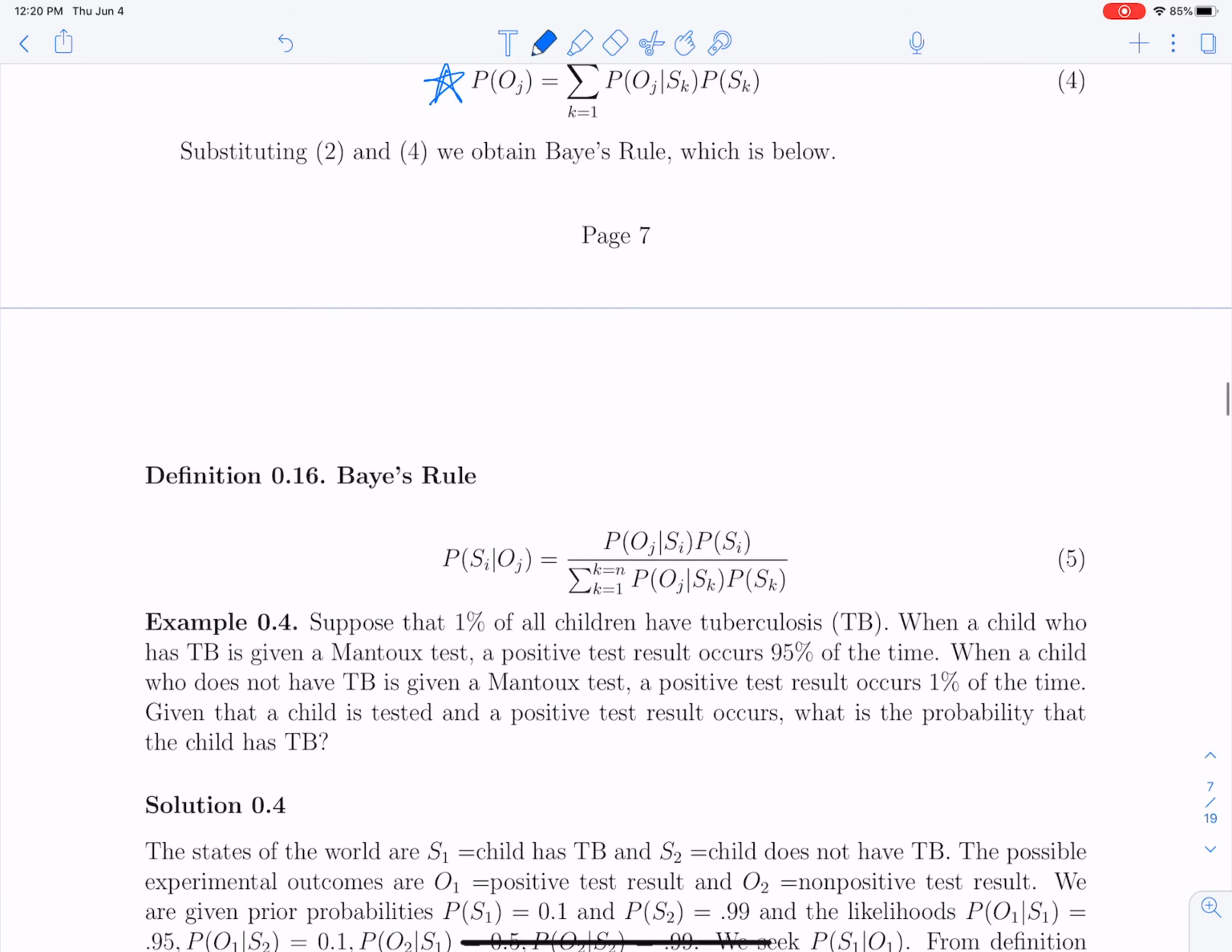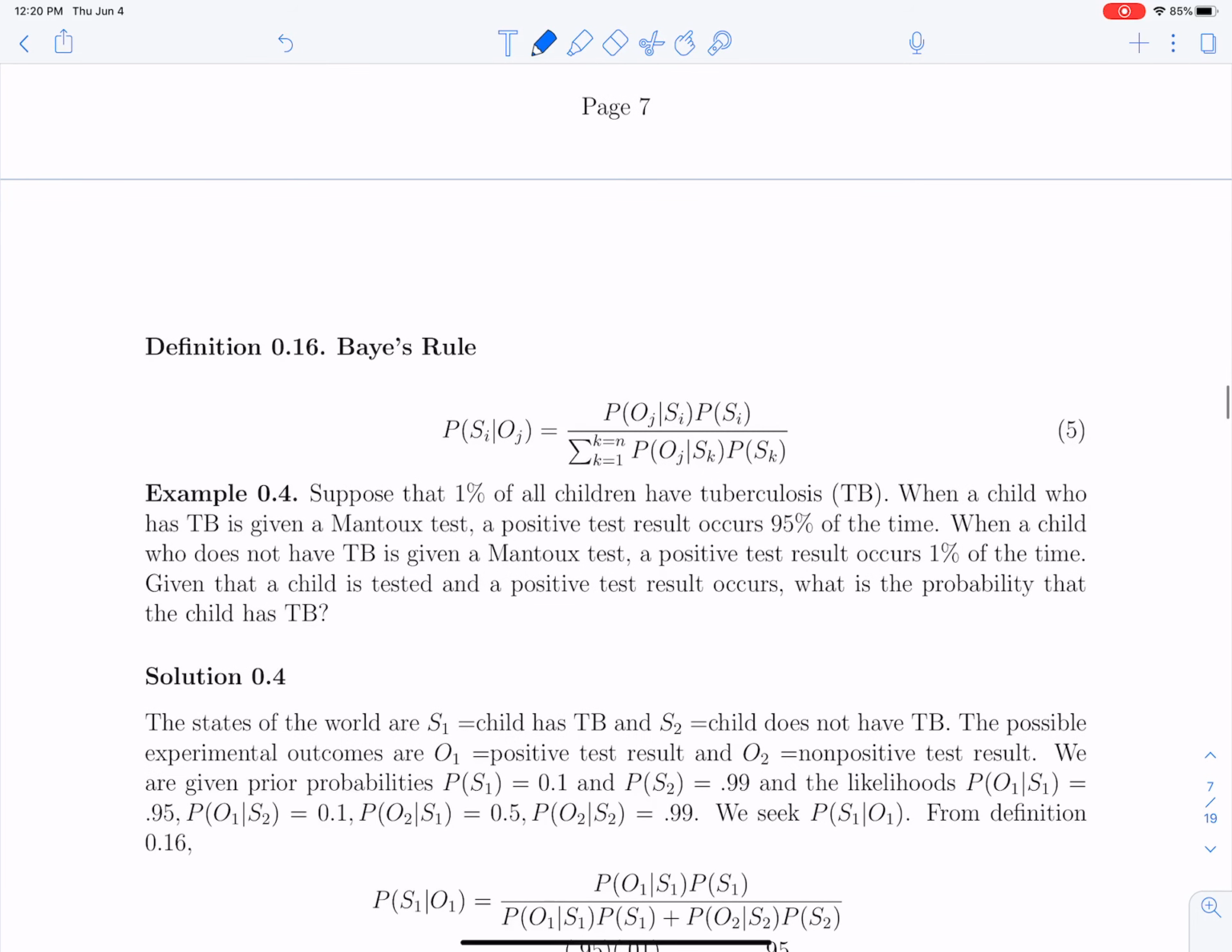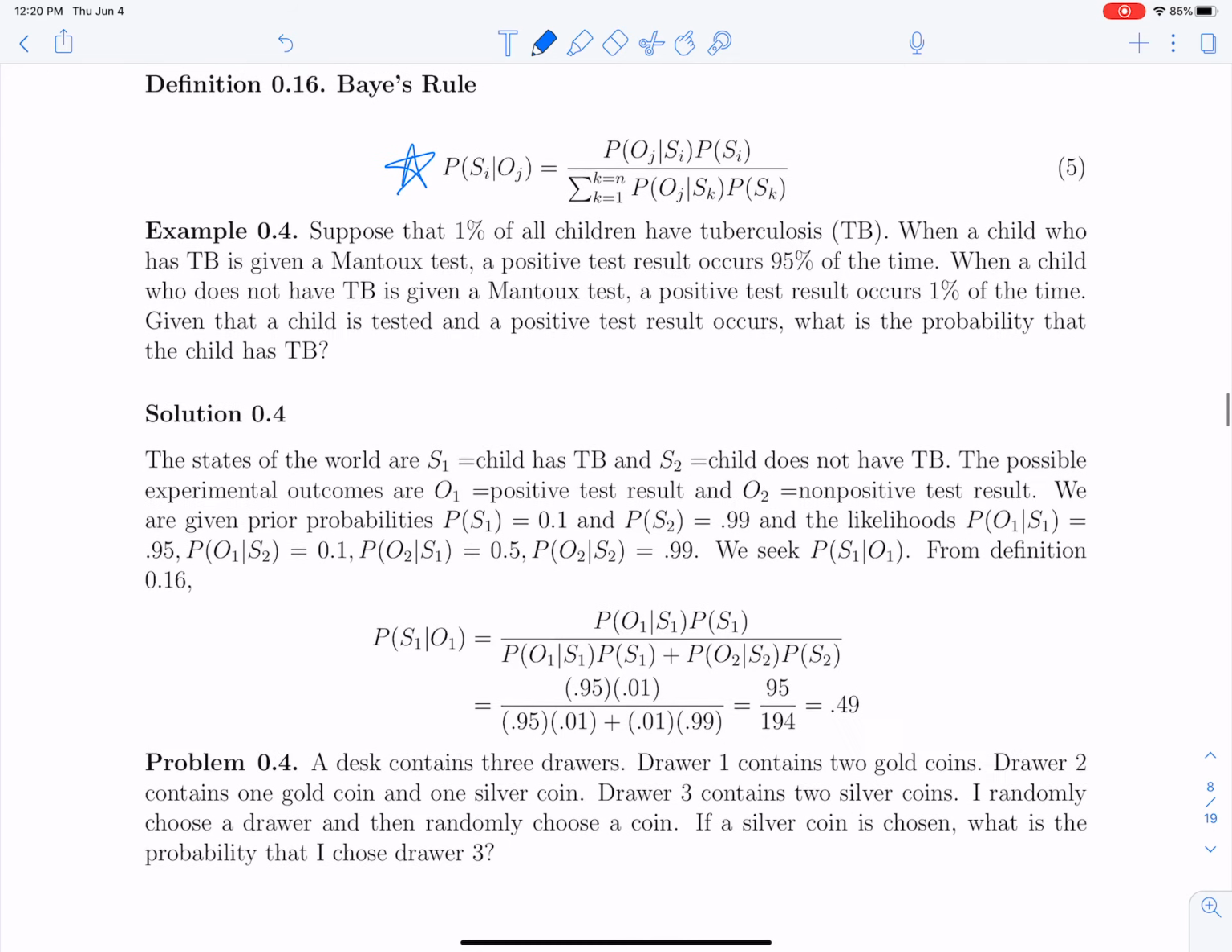So then if we substitute some more, we eventually get Bayes' rule. This is the final formula we would use to solve any problem with Bayes' rule. It's basically just a more advanced version of conditional probability. So this example will make the states of the world and posterior probability and Bayes' rule all come together.